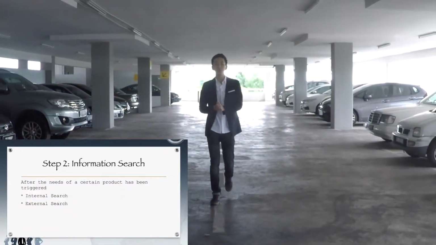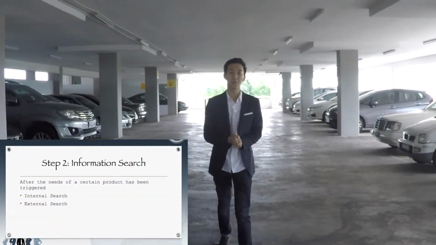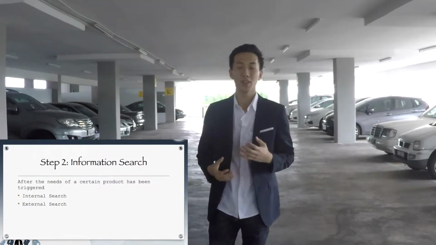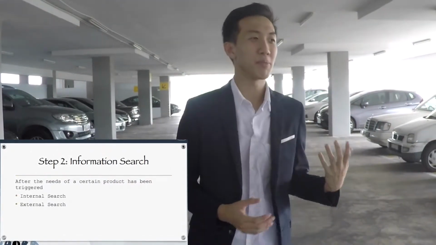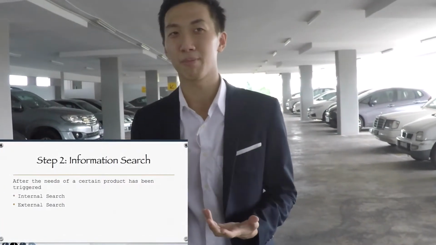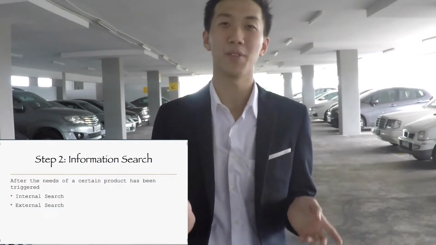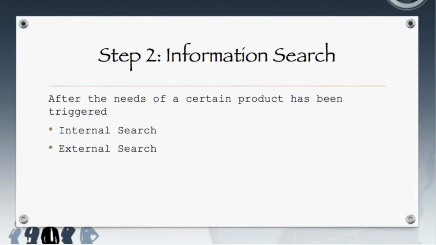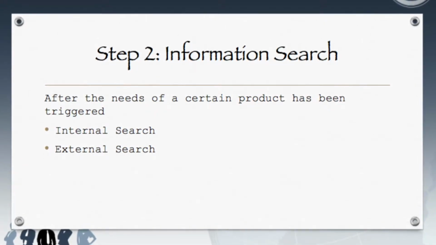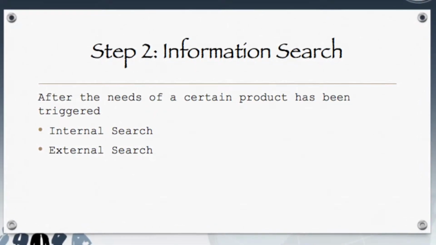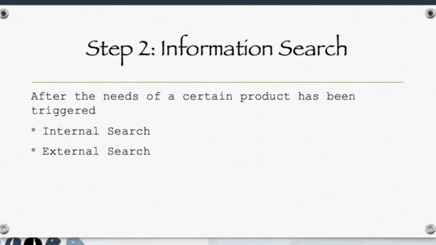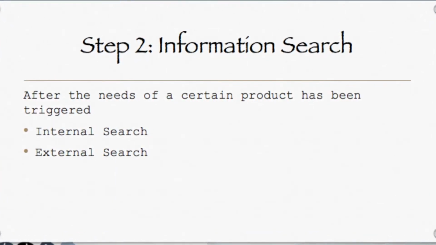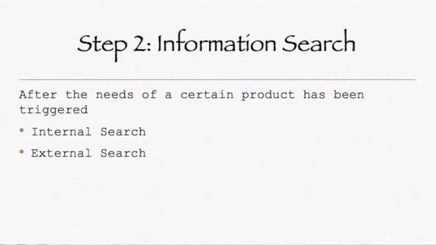Okay, so step 2 of consumer purchase behavior is the information search. This is when a consumer starts to think about a potential problem or need for a product and starts to search for information, whether internally or externally. After the need for a certain product has been triggered, consumers will be persuaded to search for more information.